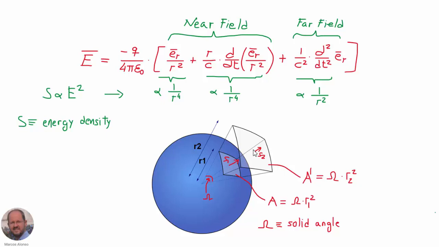And this is also the reason why we can see the stars at night, even though they are millions and millions of kilometers away. The energy density that reaches our eyes is enough to move the charges in our eyes and then give us the light sensation.